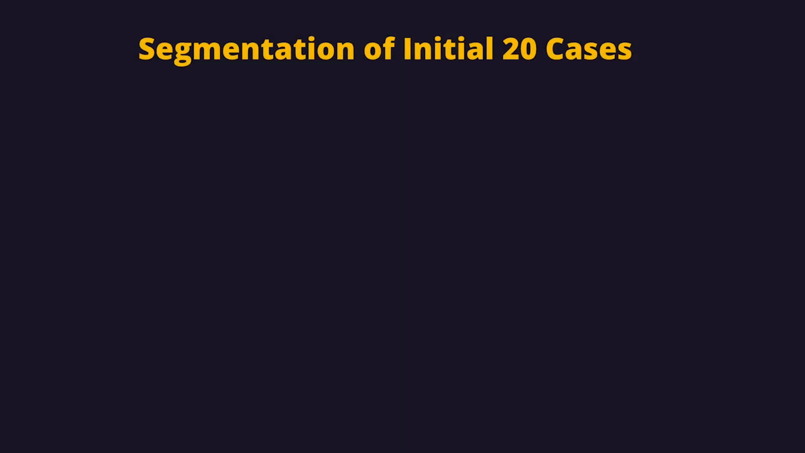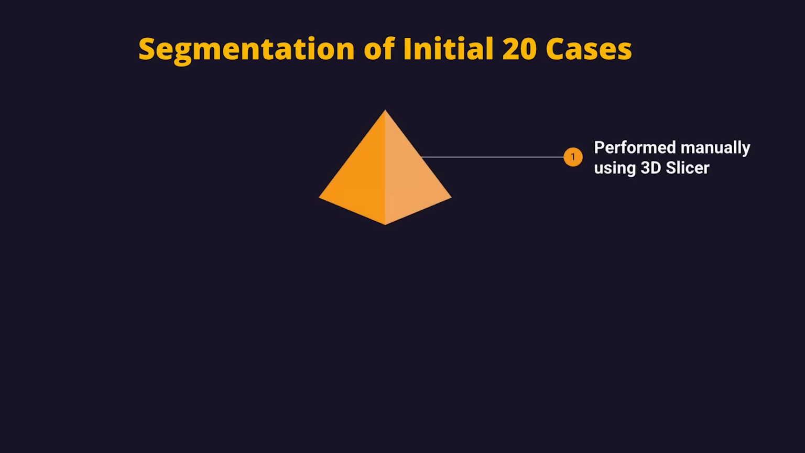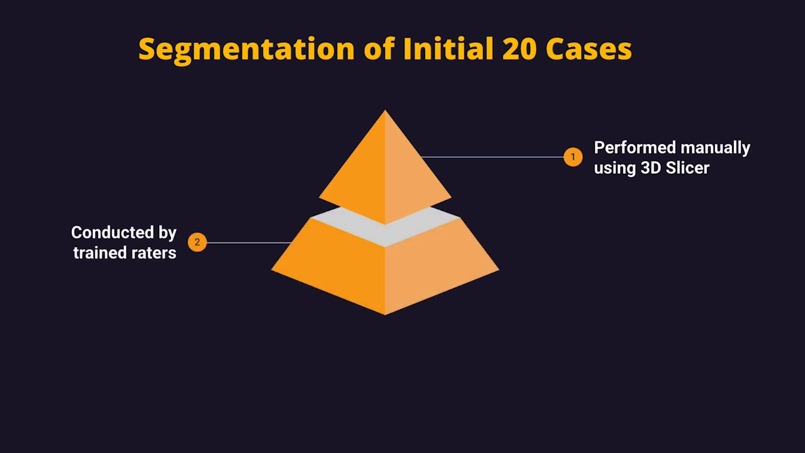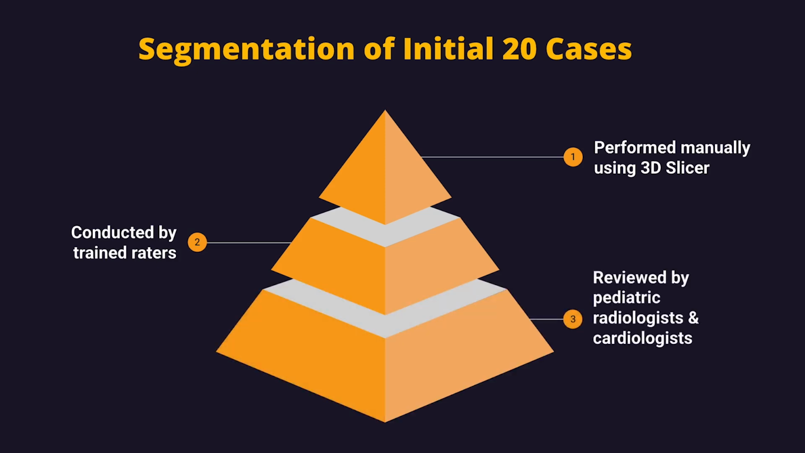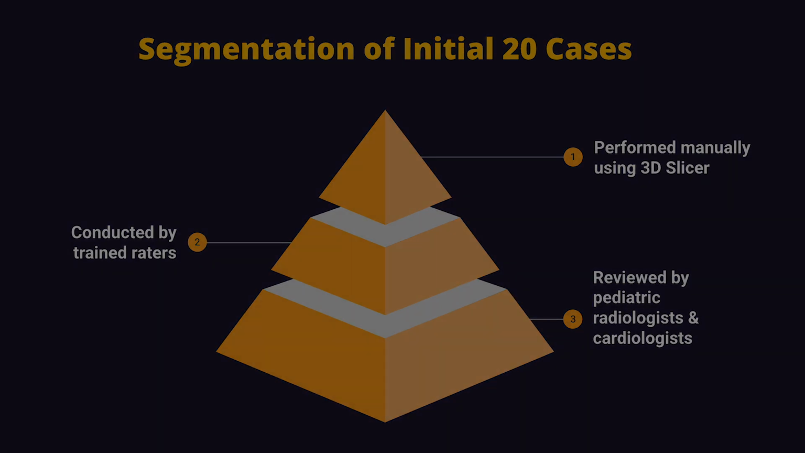Now, let's discuss the manual segmentation process of the first 20 scans. This involved precise segmentation using 3D Slicer's paint tool. Trained raters, each specializing in specific tasks, ensured consistency, with review and validation by a pediatric radiologist and cardiologist. Although it's a time-consuming process, taking around 8 to 16 hours per scan, this approach ensured highly accurate results.